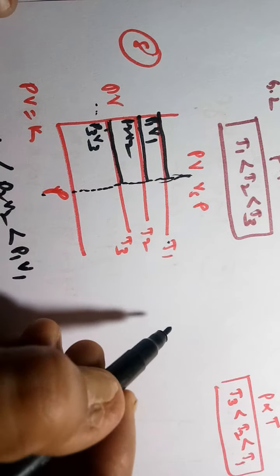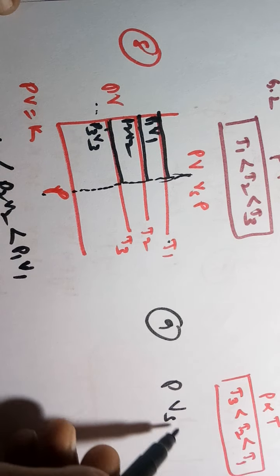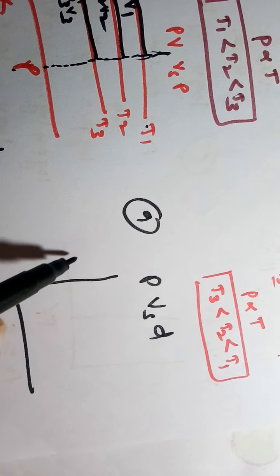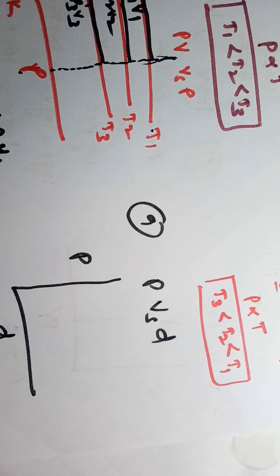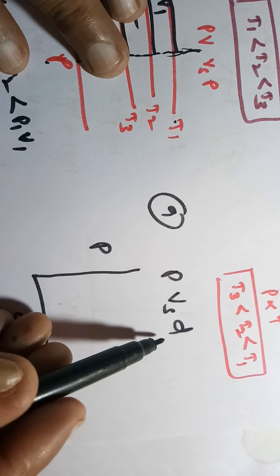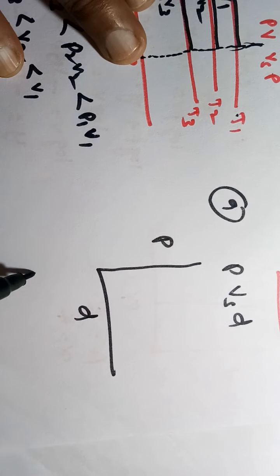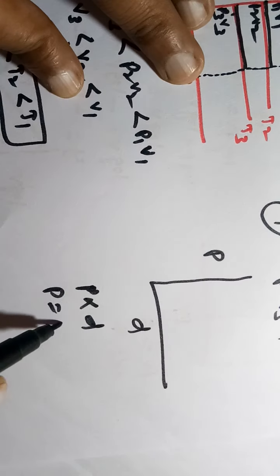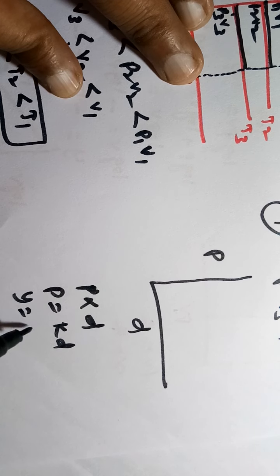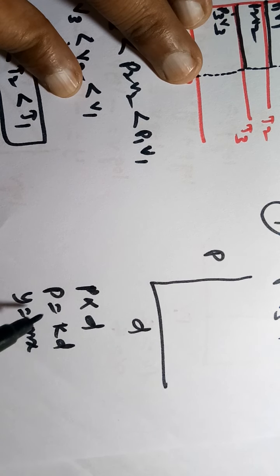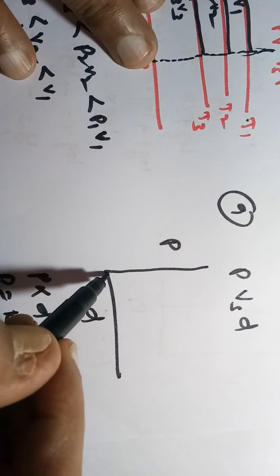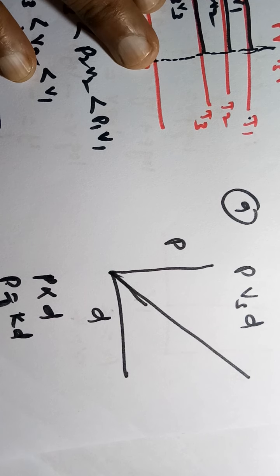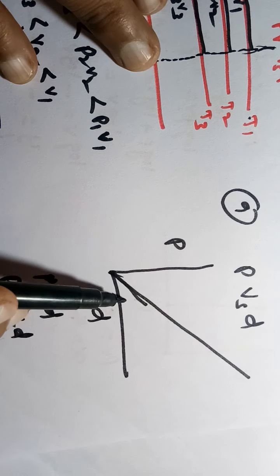Next one, if I plot P versus D, which type of graph will I get? Pressure I should take on the y-axis, density I should take on the x-axis. According to Boyle's law, P is proportional to D. So P is equal to K into D, which is like y is equal to mx. So we should get a straight line passing through the origin. So this is the P versus D graph.